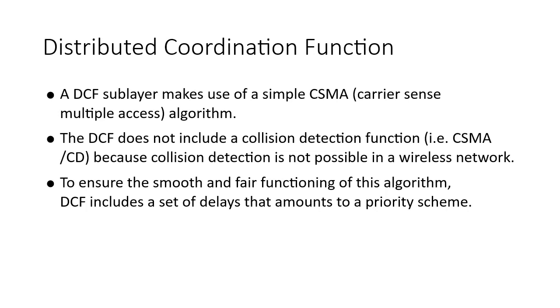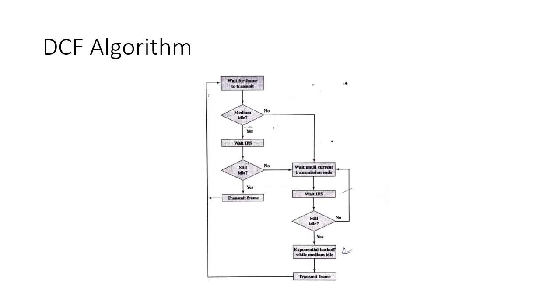To ensure the smooth and fair functioning of this algorithm, DCF uses a set of delays that amounts to a priority scheme. Let us consider a single delay known as interframe space. We will talk about the different types of delays later on. This is how the medium access control logic works.